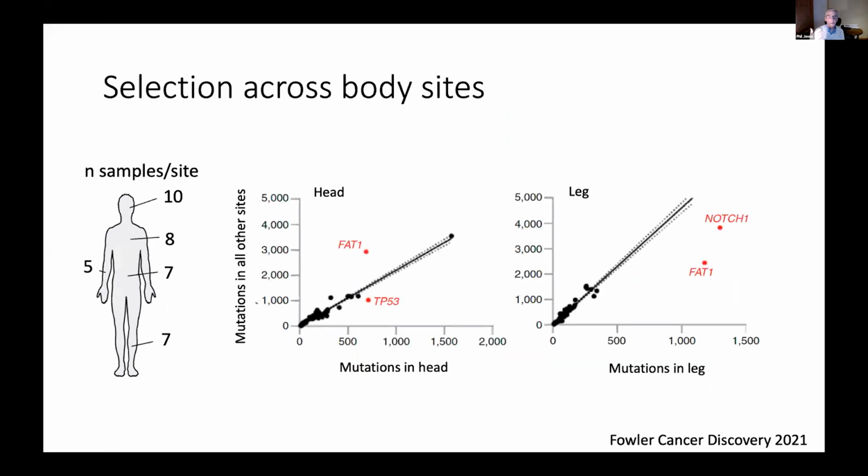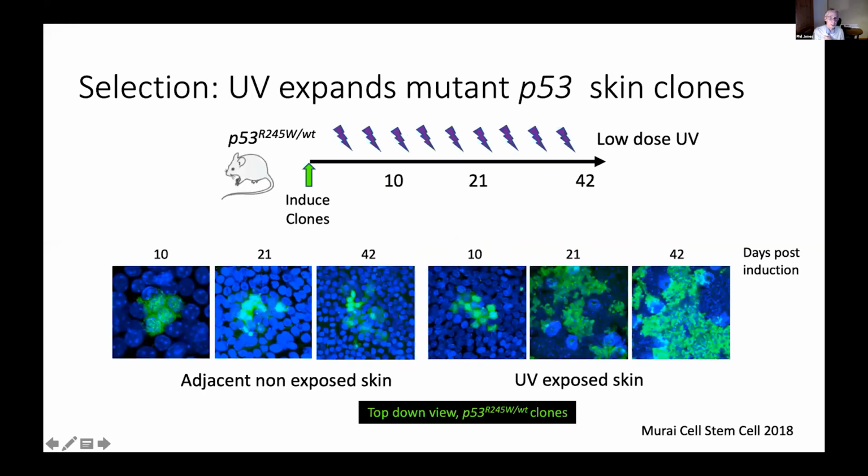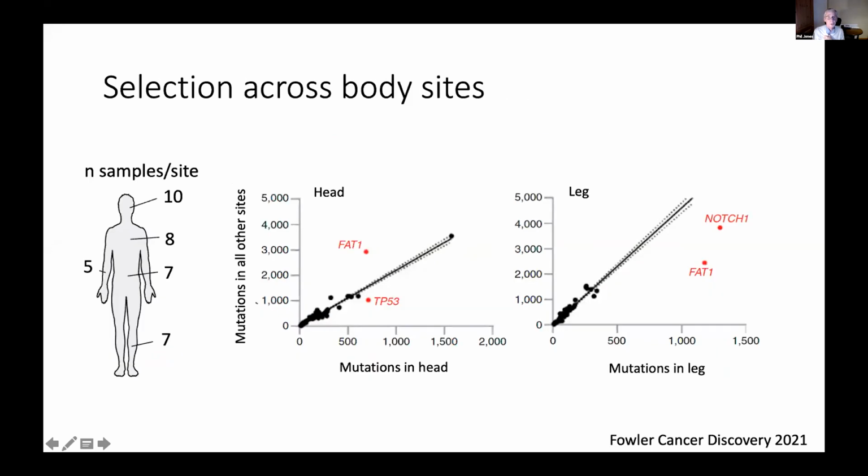What's interesting about that, though, is we also see differences in genetic selection across body sites. So again, in the face, in a human, P53 is more selected in facial skin. And here we're lining up mutations in facial skin against mutations in all other sites. And the gene should lie on the line. P53 does not. FAT1 does less well in facial skin. P53 does better. In the leg, intermittently sun exposed, we've got FAT1 doing better and Notch1 doing better.